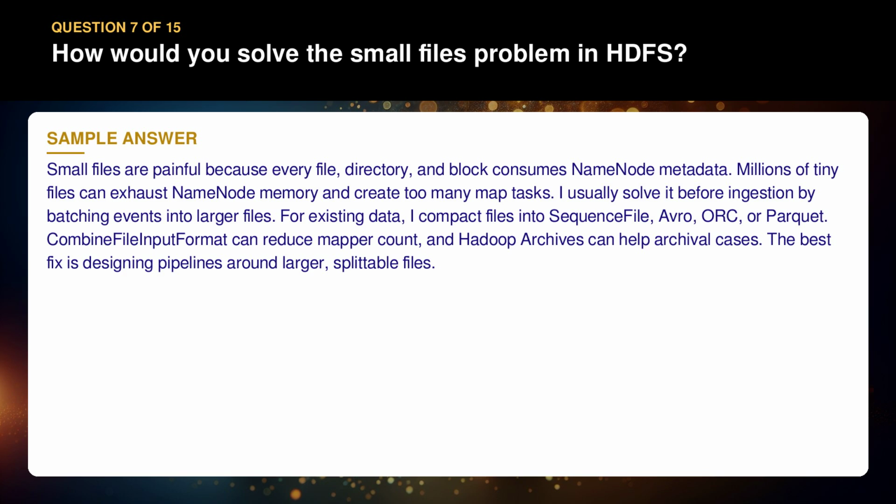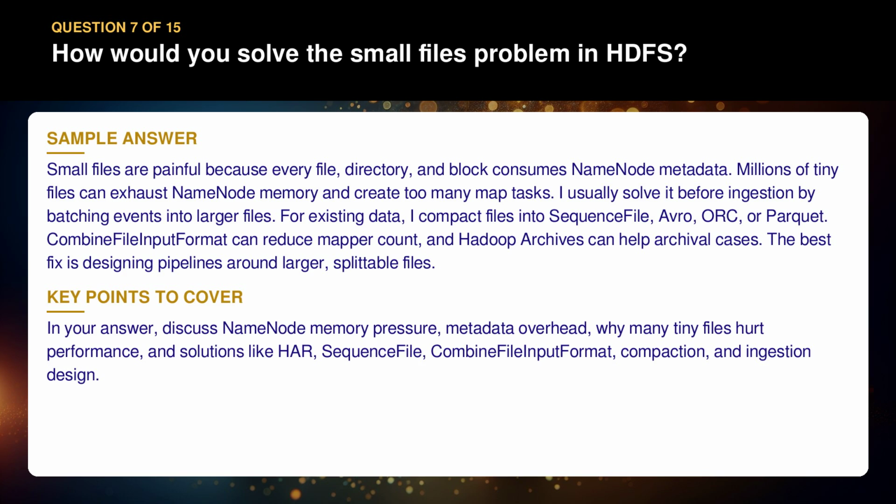For existing data, I compact files into SequenceFile, Avro, ORC, or Parquet. Combine file input format can reduce mapper count, and Hadoop archives can help archival cases. The best fix is designing pipelines around larger splittable files. In your answer, discuss NameNode memory pressure, metadata overhead, why many tiny files hurt performance, and solutions like HAR, SequenceFile, combined file input format, compaction, and ingestion design.